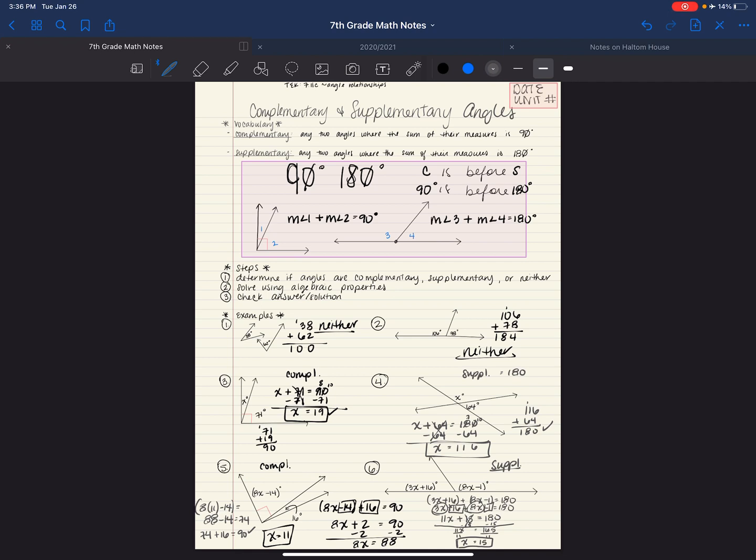The biggest thing is if it's complementary or supplementary. Complementary is 90 degrees, supplementary is 180 degrees. And then just do what you already know.